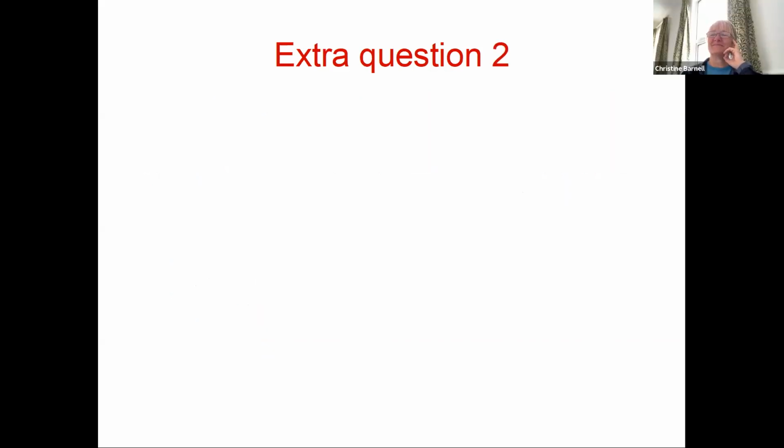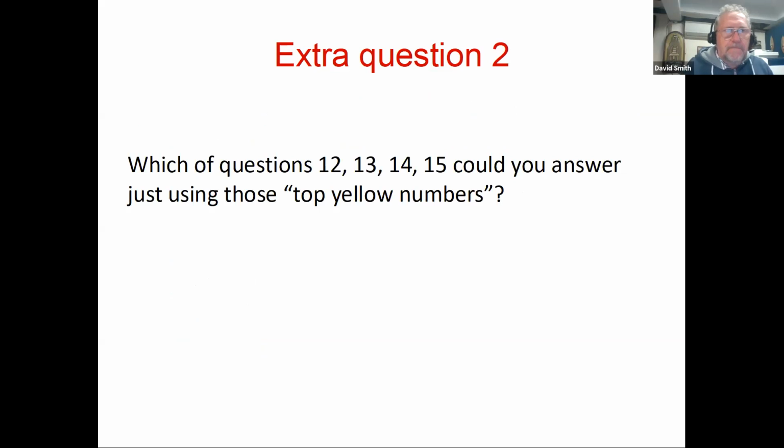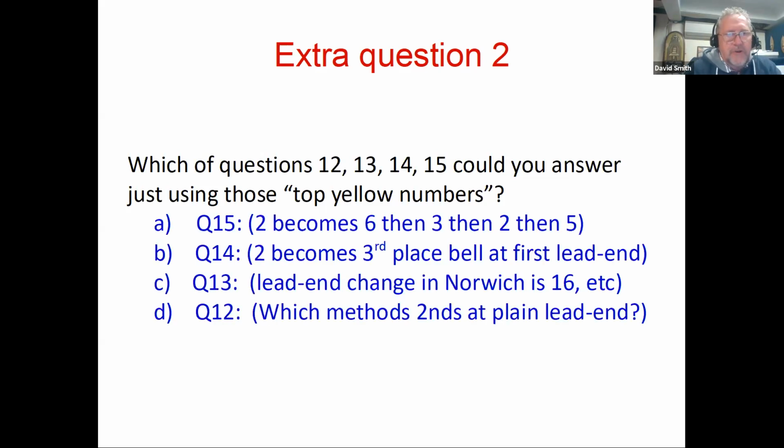So let's get on to the serious stuff. I'm going to look at which of questions 12, 13, 14 and 15, and if you've got them in front of you, that would be great. We answered them last week. I'll put up sort of quick little summaries of what they were. Which could you still answer if the only bit of the diagram visible are those yellow numbers at the top? So for each of, I'll actually suggest we do them in reverse order.